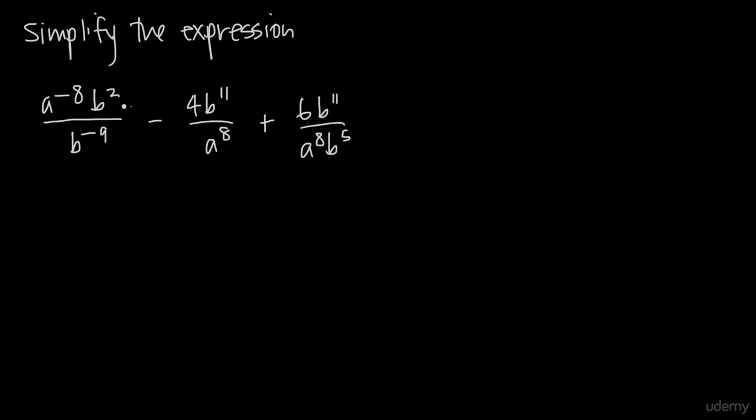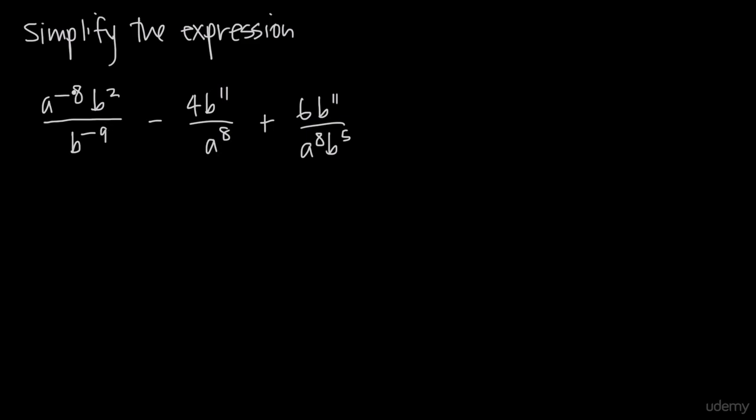What we'd like to do is combine all three of these fractions into one fraction. But as you know, in order to do that, we need to find a common denominator among the three fractions. The first thing we want to do is simplify each fraction individually if we can. In this first fraction we have a couple of negative exponents: a to the negative 8 in the numerator, and b to the negative 9 in the denominator.